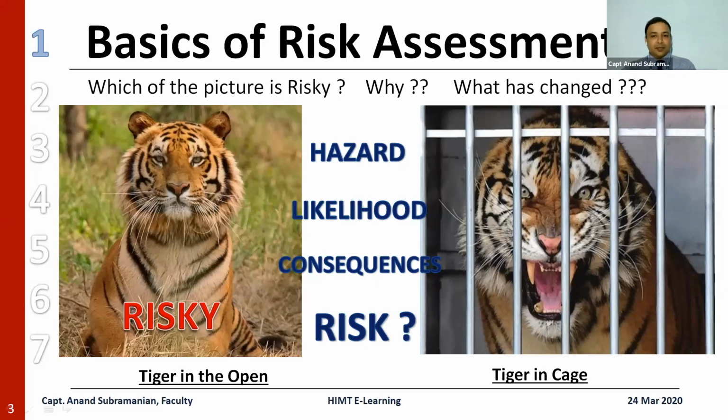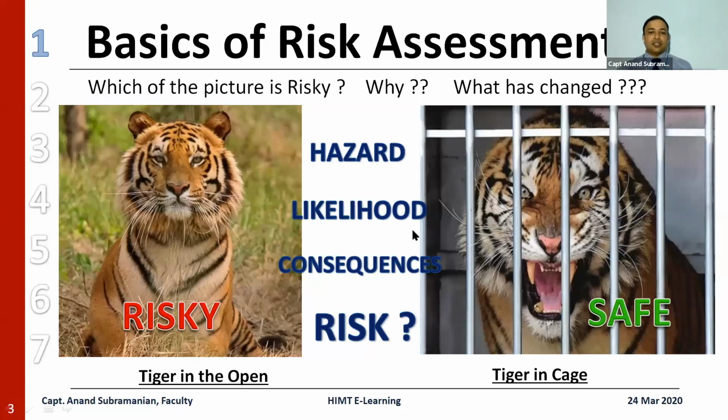The tiger is the same. The hazard is the same. The consequences are more or less the same. But the likelihood is the primary thing over here. The likelihood changes the whole equation for me from being risky to being safe.